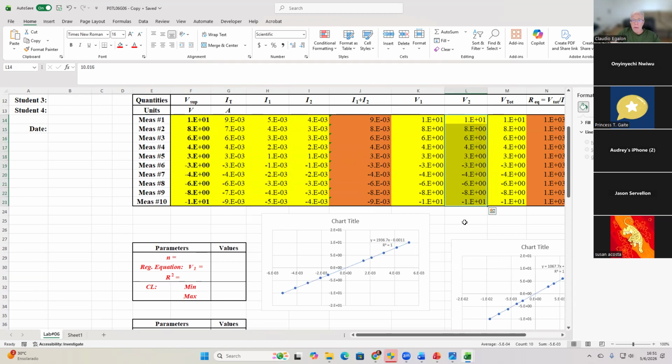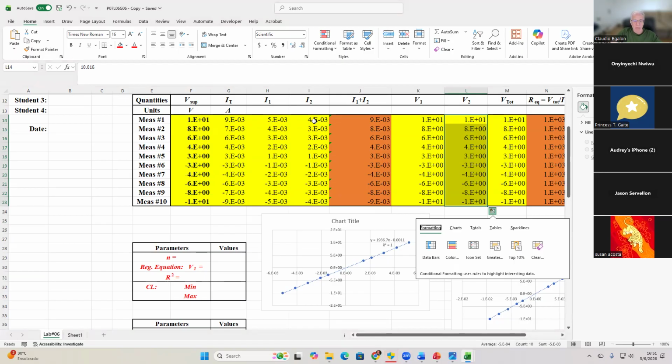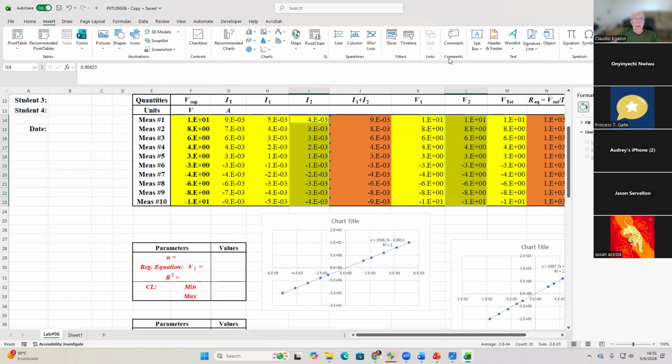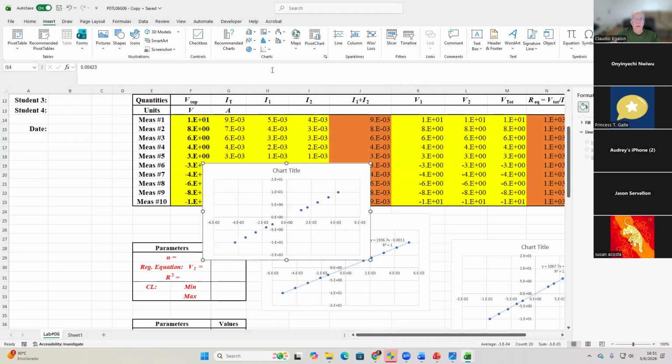V2, right? Control, click, press the control key and highlight I2. Did you highlight V2 and I2? Yes. Okay, and then you must insert the graph.